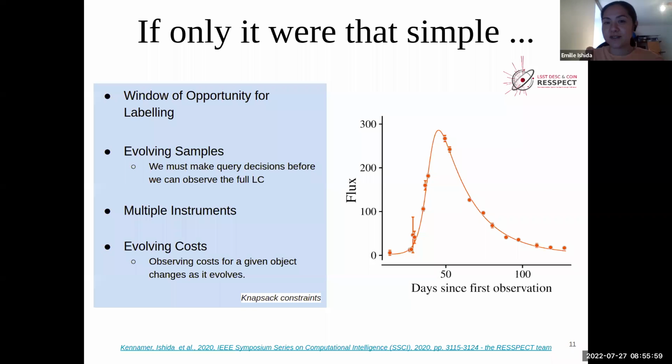In computer science language, these are called snapshot constraints. I don't know how to pronounce that correctly. But those are all constraints that need to be taken into account at the same time when you make your batch of queries, or things you are going to ask for.